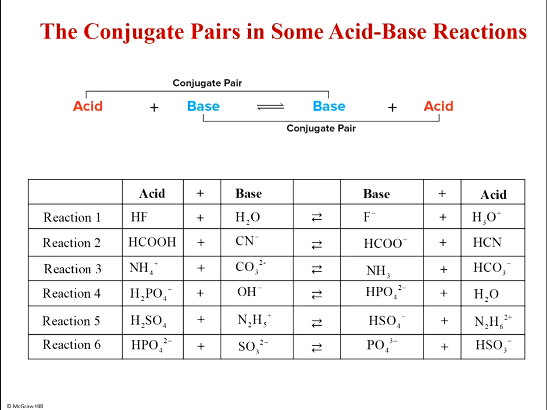One thing to point out here is that some molecules, like water, can act as a base or an acid depending on what they're interacting with. So water acts as a base in reacting with hydrofluoric acid, but it reacts as an acid in reaction 4 when reacting with monohydrogen phosphate dianion. We can also see that monohydrogen phosphate dianion in reaction 4 is a base, and monohydrogen phosphate dianion in reaction 6 is an acid. So it depends on what species you're interacting with.